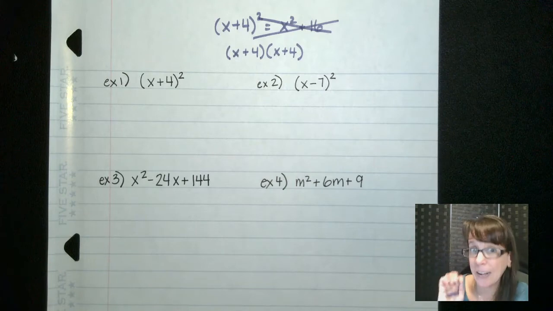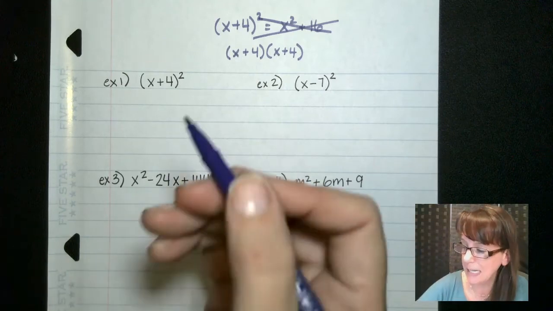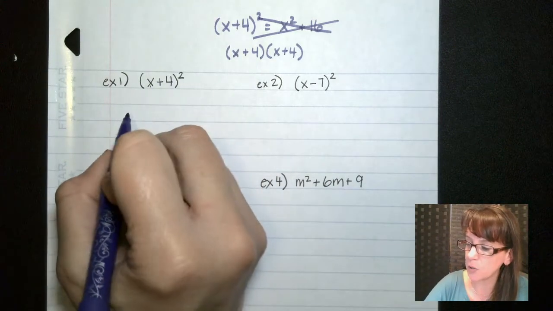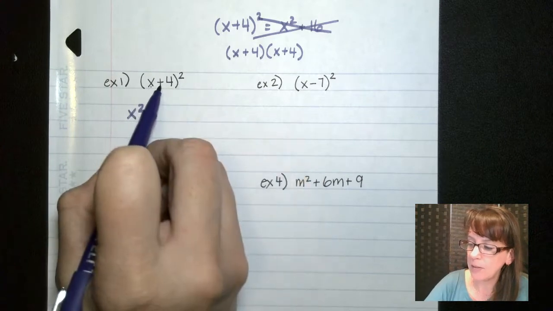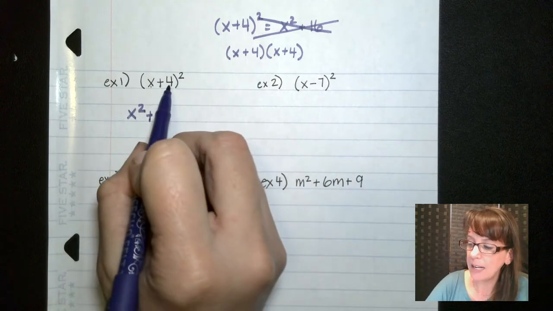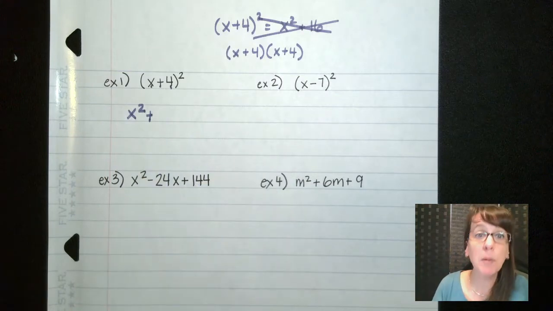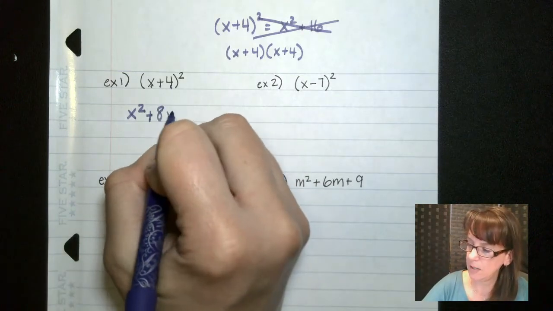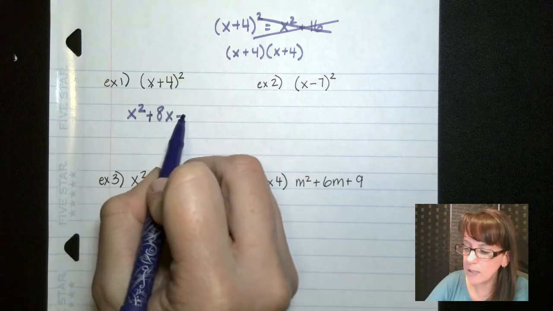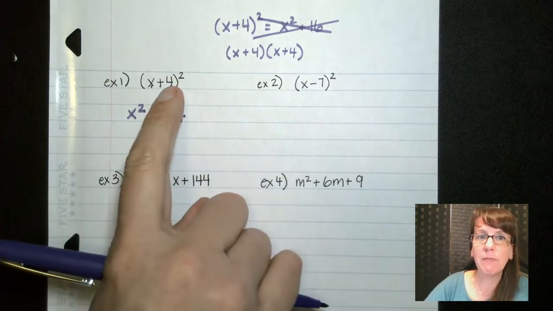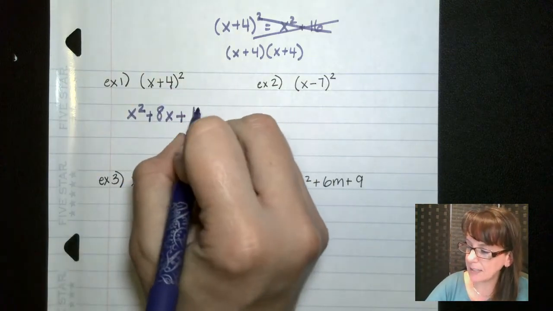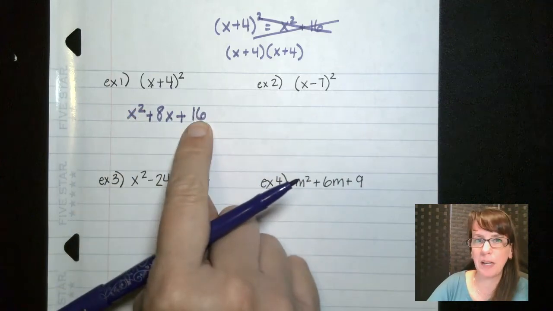Now, there is a pattern, and here's how that pattern works. It goes like this. You take the first thing and you square it. Then you bring down this sign. Then you take these two things and multiply them together. 4 times x is 4x. Double it, you get 8x. And then you take always a plus at the end, and 4 squared is 16. There you go. You have just multiplied that out.